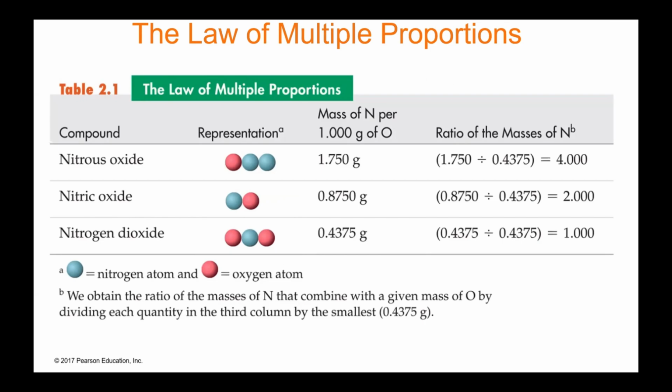All right. So you can do the ratios of atom A to atom B. Let's say in this case they do the mass of nitrogen to 1 gram of oxygen, and then you divide these ratios by each other, and every single time you'll get whole number differences. So that's that. Any questions on that? No? Okay. All right, moving on to Dalton's atomic theory.